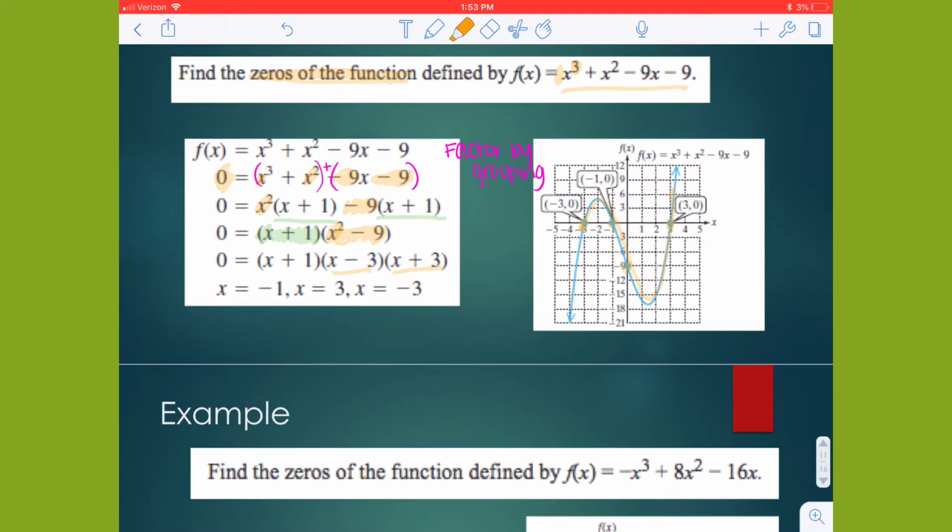Here's another function I've given you here, -x to the third plus 8x squared minus 16x. I encourage you to pause this video and try to solve that one on your own.